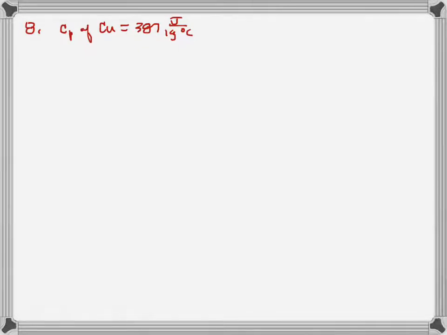We have copper, and we want to increase its temperature 50 degrees Celsius, and the question is how much heat is required to do that. So we're going to use MC delta T, I'm sorry, MC sub P delta T. For copper, C sub P is 387, so we go 2 kilograms times 387, and the units are joules per kilogram degrees Celsius.